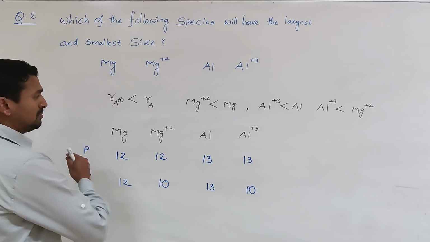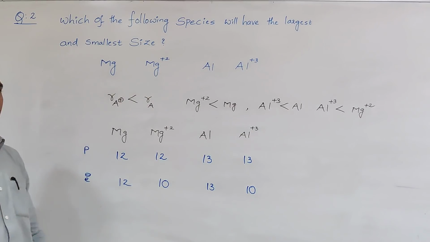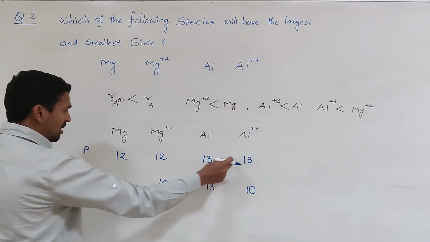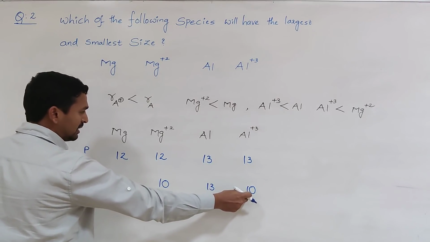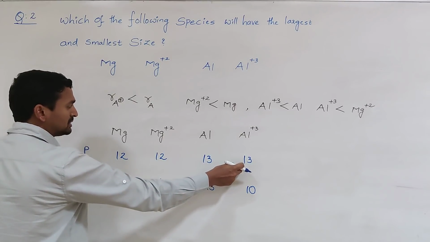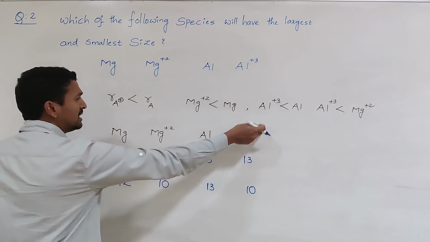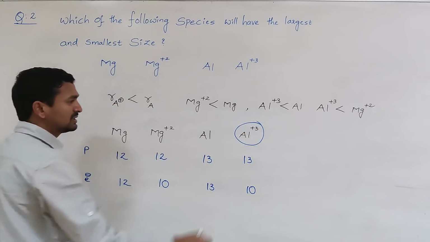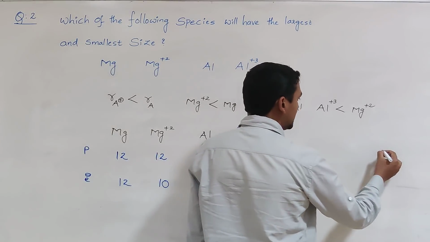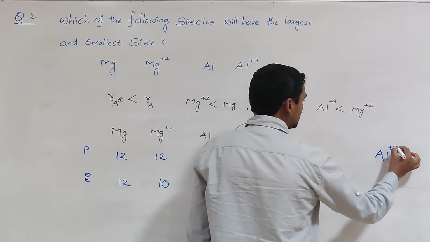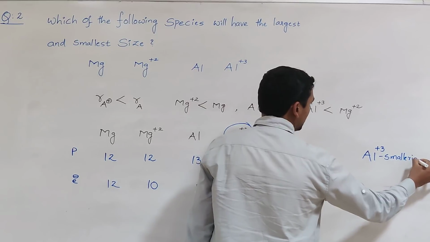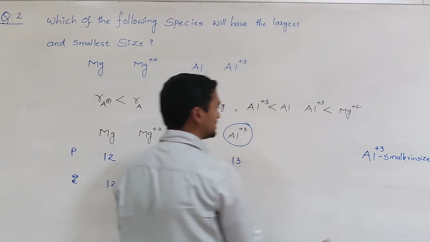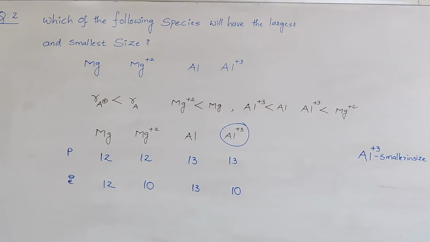Now, among all the four, which is smaller in size, we have to find out. Simple. Among all these, the positive charge is more and the number of electrons is less. Wherever the positive charge is more and the number of electrons is less, that is always said to be smaller in size. So that's why Al plus 3 is smaller in size. Next, go to which is larger in size.